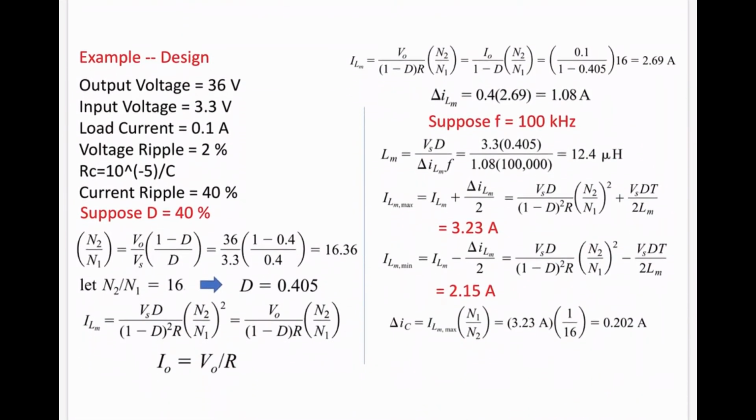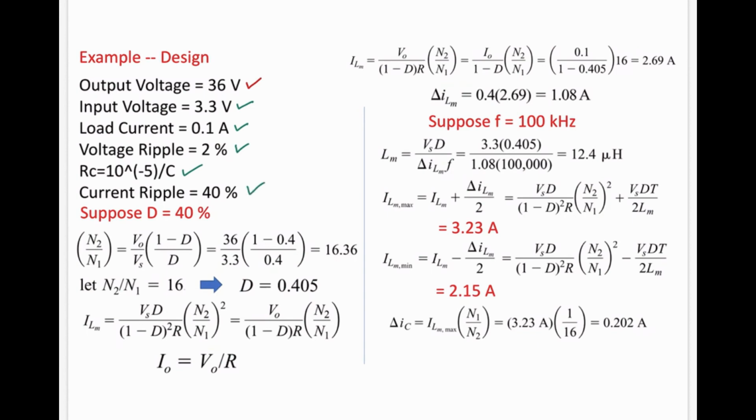Okay, now let's look at a design example. Let's suppose that we want to design a flyback converter. Output voltage required is 36 volt. Input voltage is 3.3 volt. Load current is, let's suppose, 0.1 ampere. Voltage ripple should not be more than 2%. The equivalent series resistance of your capacitor can be calculated with the help of this expression, where C is the capacitance. Allowed current ripple is 40% of the average value.